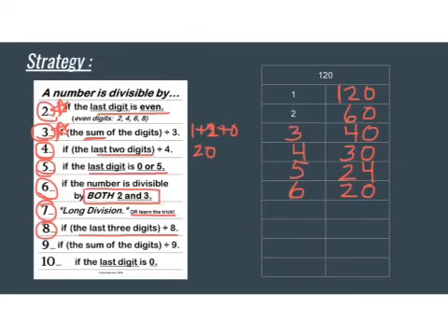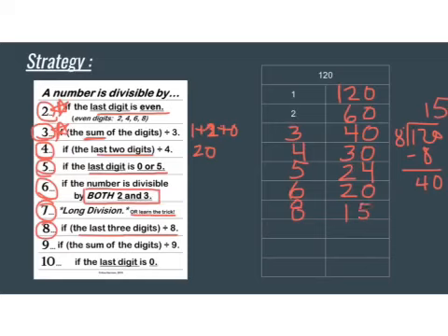8 will be a factor if the last 3 digits can be divided by 8. So since we have a small number, 120, compared to a larger number, we'll just do the long division again. 120 divided by 8. 8 goes into 12 one time. And 8 goes into 40 5 times, so we know that 8 is a factor, 8 and 15.